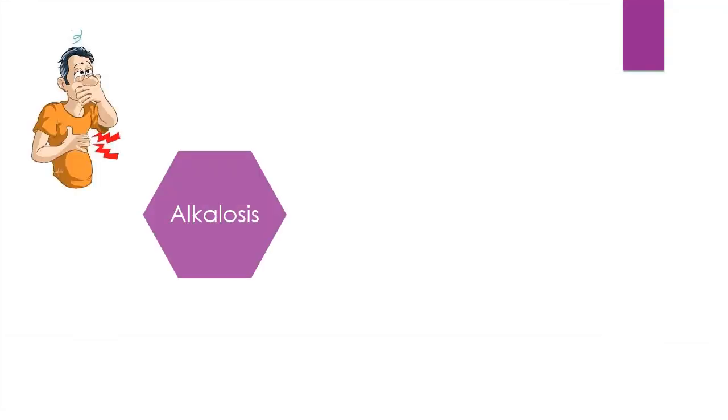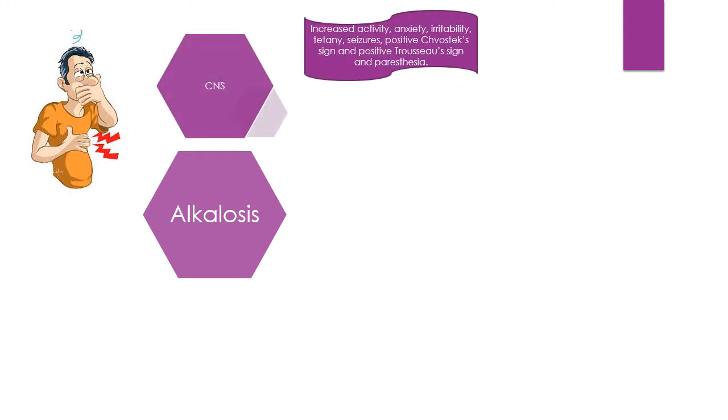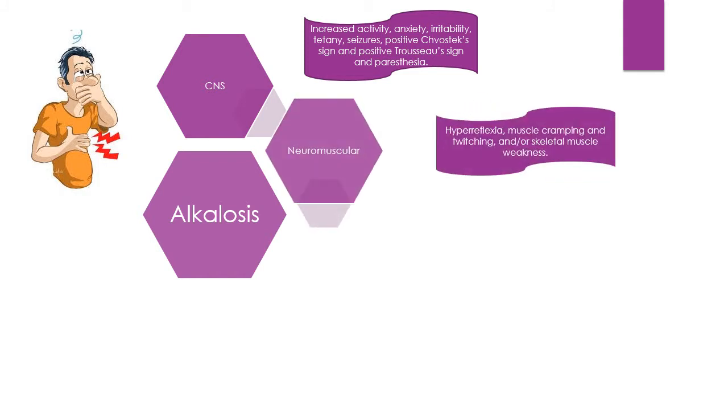Okay, we're going to talk a little bit more about alkalosis. Remember that clinical manifestations are the same for metabolic and respiratory alkalosis. In the CNS system, the patient will exhibit increased activity, anxiety, irritability, tetany, seizures, positive Chvostek sign and positive Trousseau sign, and paresthesia. In the neuromuscular system, the patient may exhibit hyperreflexia, muscle cramping and twitching, and/or skeletal muscle weakness.